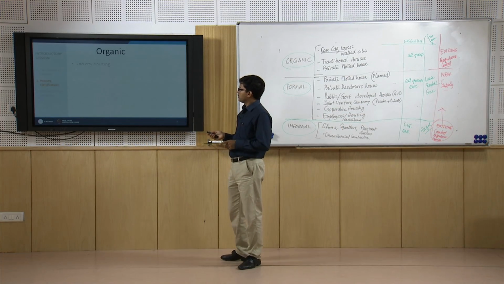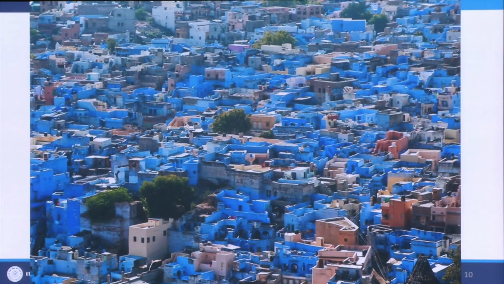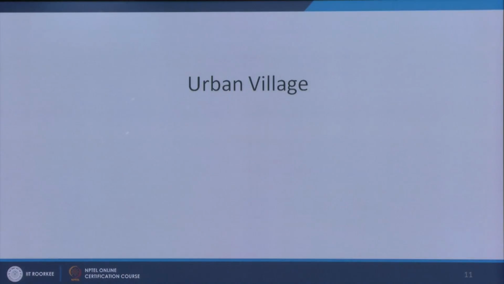Now, based on the origin, we discussed all the types of houses. This is a picture of old core city housing taken from one of India's oldest cities, Jodhpur. So, you can see this kind of typical old organic character in the old city or core city house.